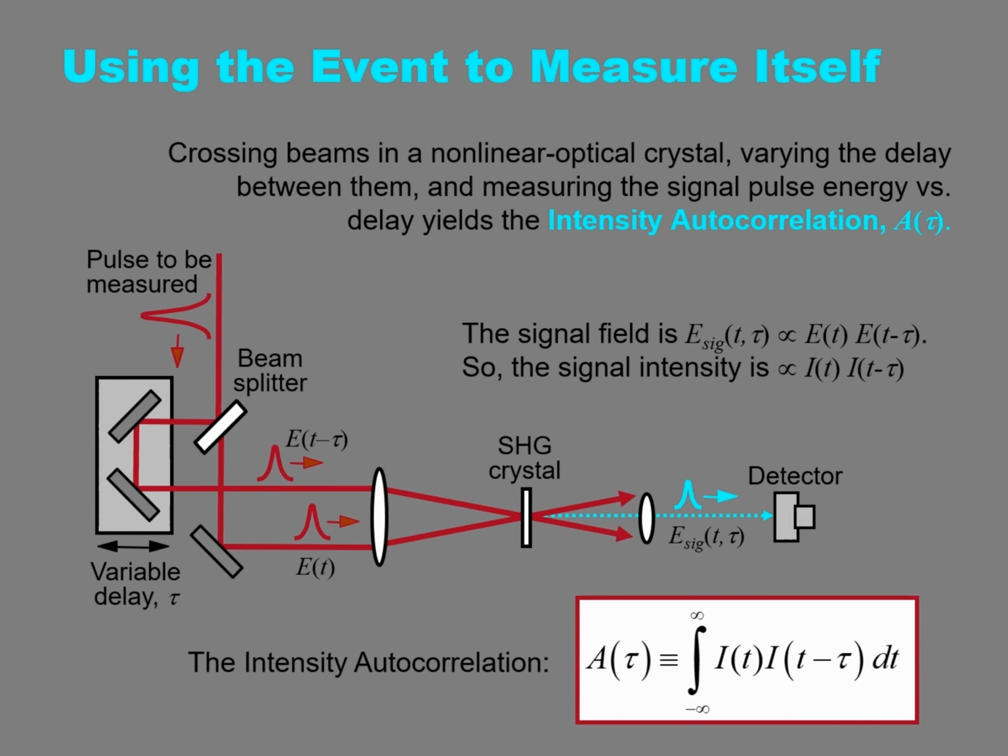Here's a more detailed diagram of its setup. The signal field, E sig of t and tau, is proportional to E of t minus tau. So the signal intensity is proportional to I of t minus tau. And because detectors are slow, the intensity autocorrelation is then given by the integral of the product of the pulse and the delayed replica of itself.